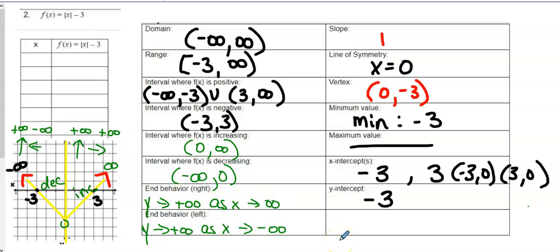What do I have left? I think I did them all. Okay, so that's what it's going to look like tomorrow. You'll be doing like 6 of these, I think, tomorrow during class.